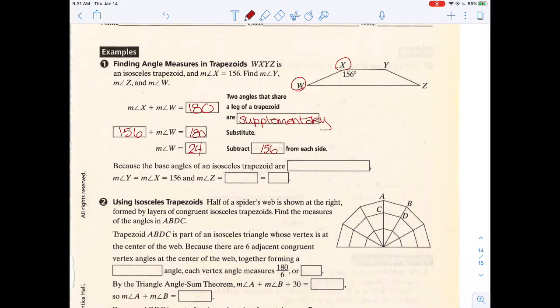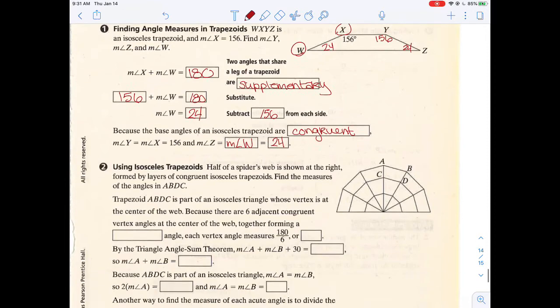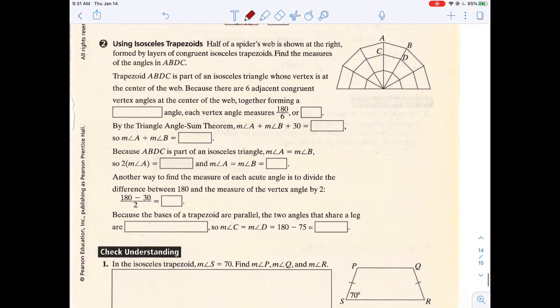Because the base angles of an isosceles trapezoid are congruent, we know that Y is 156 and Z is congruent to the measure of angle W, and we know that W is 24. So Z is also 24. Okay, so that's isosceles trapezoids. This next one is also about isosceles trapezoids.